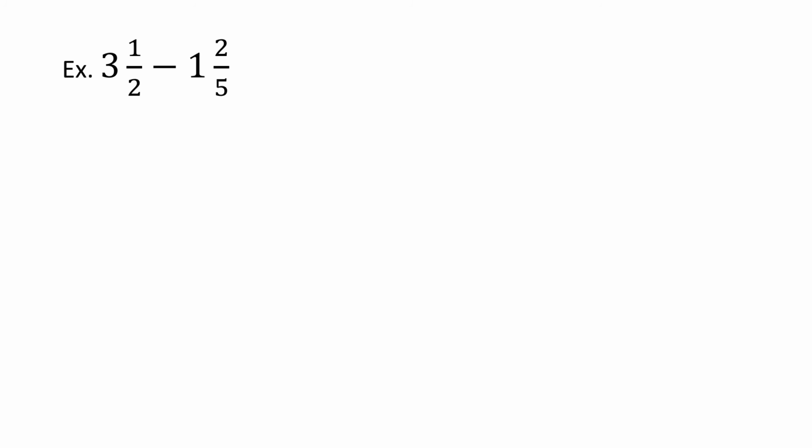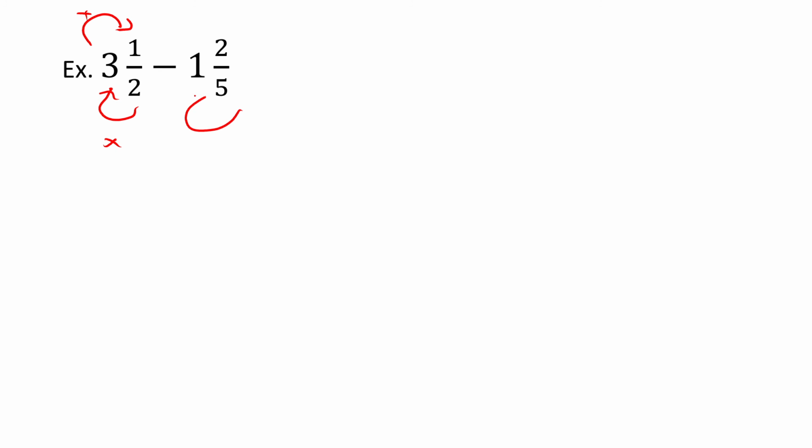Let's do another example. Here we have 3 and 1/2 plus or minus, my bad, minus 1 and 2 over 5. What do we do? First of all, we need to change the mixed number to an improper fraction. Do you guys remember how? We just did it 5 minutes ago. Multiply and then add.